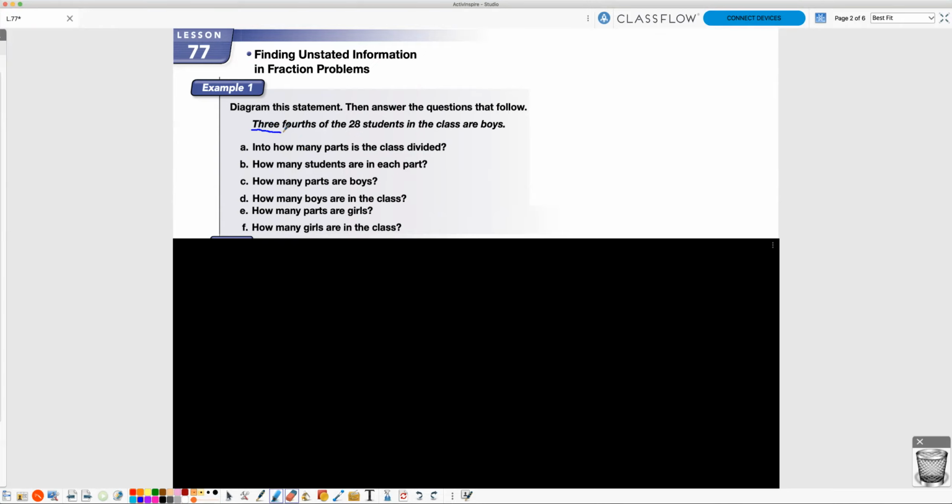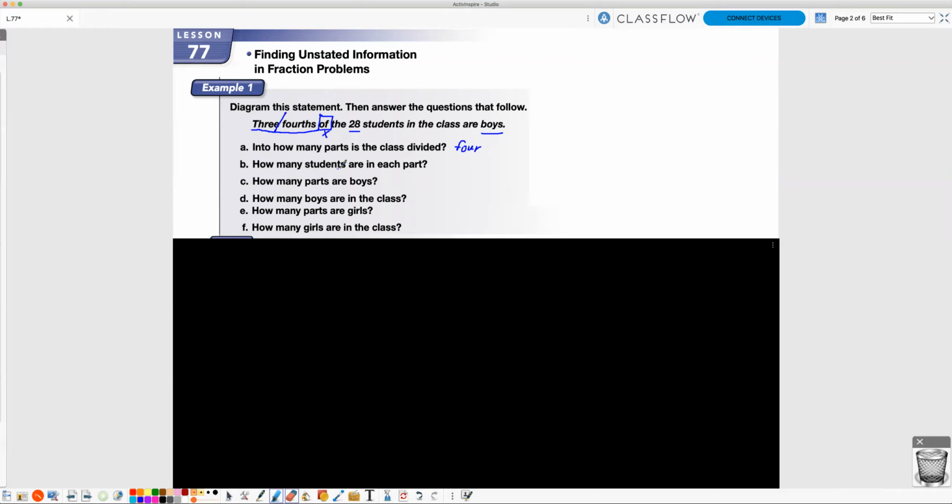Well, it has a fraction here, 3/4 of the students. If you guys remember, this usually means times in math. The 28 students are boys. But how many parts is the class divided? Well, 3/4 tells us that there are 4 parts that it's divided into.